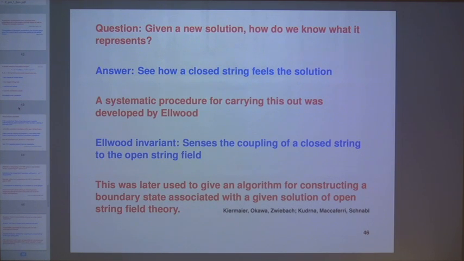And the answer to this, which was provided by Ellwood, is that we simply try to explore how a closed string feels the solution. So the Ellwood invariant essentially is a two-point function of a closed string vertex operator and an open string field that describes the classical solution. And this invariant tells us how a closed string senses the particular solution. For example, what is its tension? Does it carry Ramond charge, etc.? Because all those can be sensed by a closed string background.